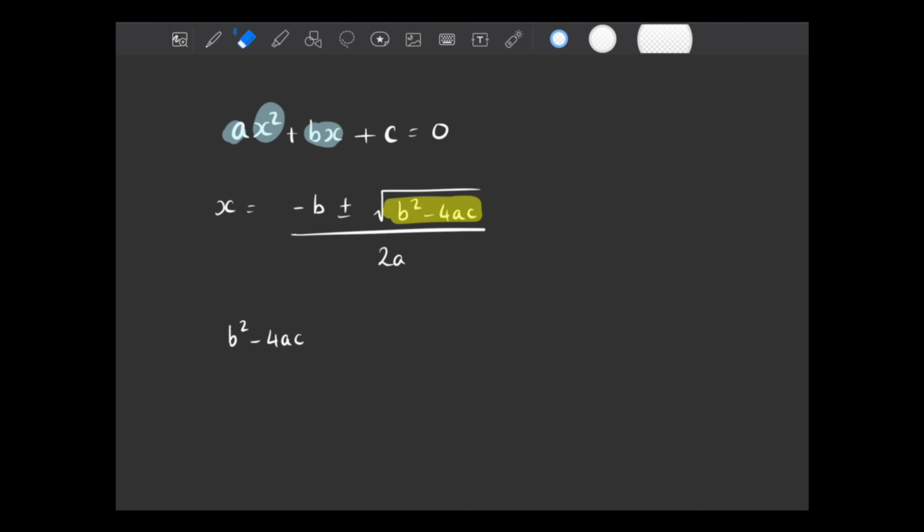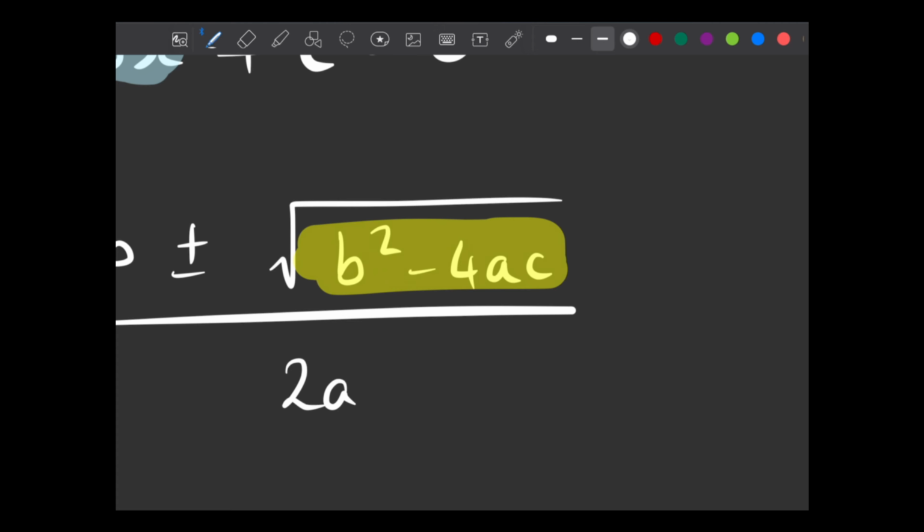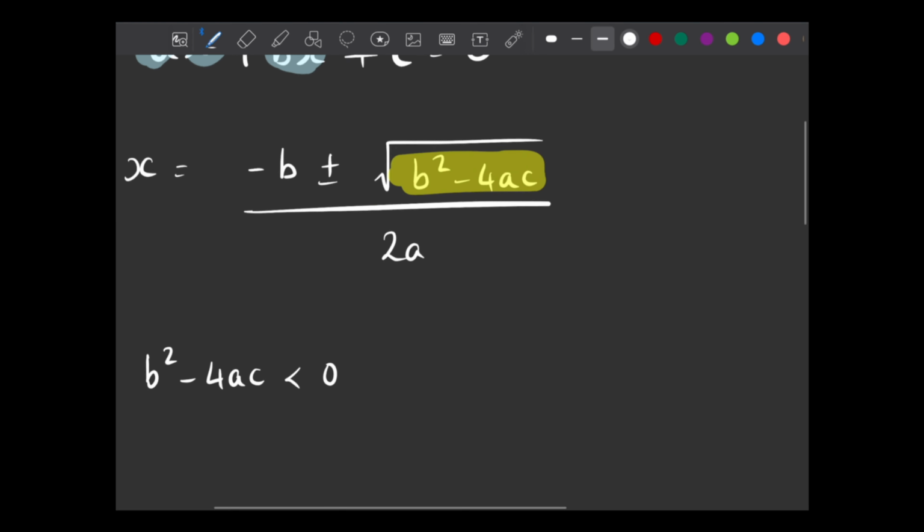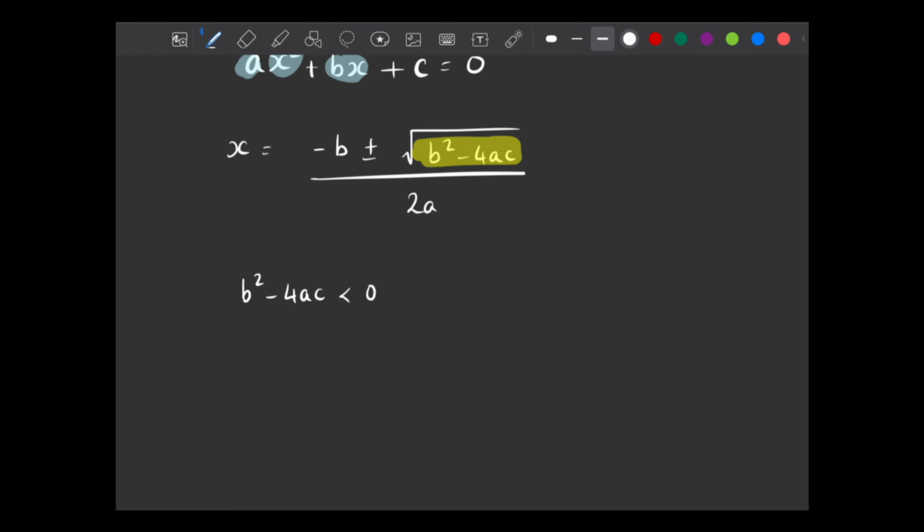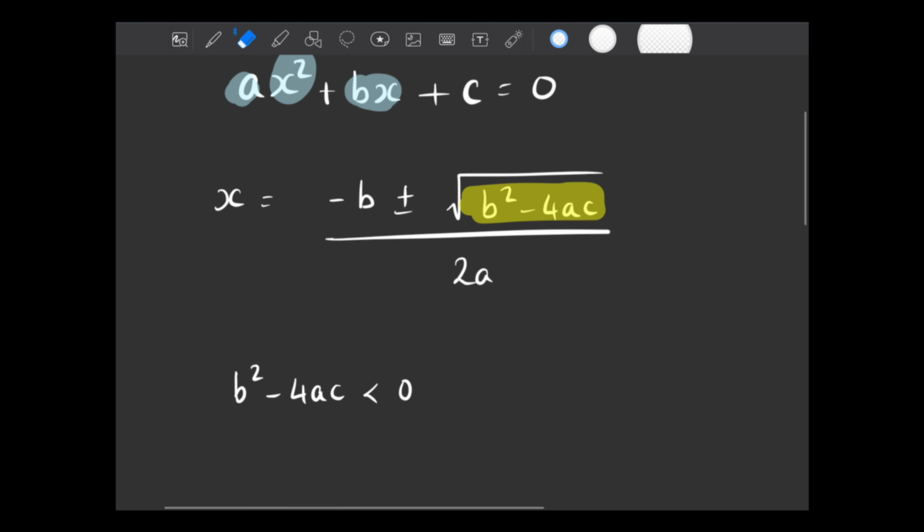But when it's less than 0, well, how can you square root a negative number? There aren't any real numbers such that when you square them, you get a negative. Any real number that you square will give you a positive number. If I square minus 5, I'm going to get 25. So whatever you square, if it's a real number, you'll end up with a positive value. So we can't get a negative under the square root. There's no real solution to this equation.